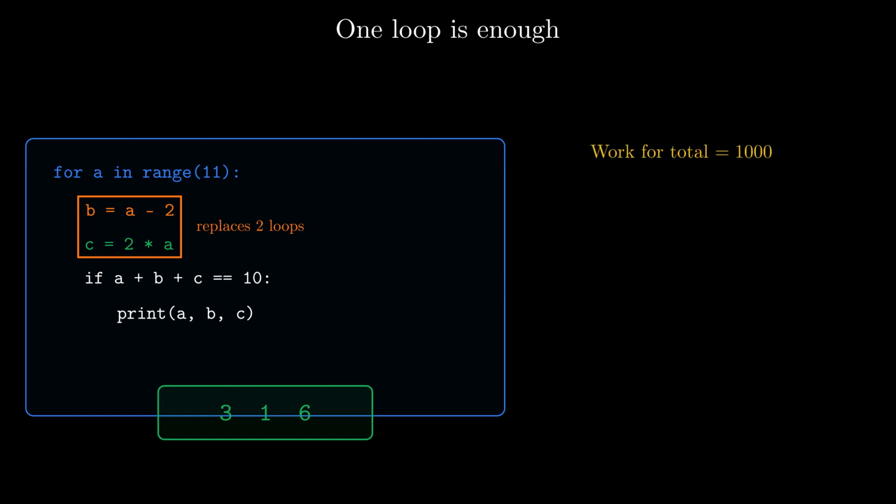The crucial difference is the work. The brute force version did about 1 billion checks for a total of 1,000. This single loop does about 1,000. We folded 2 loops into a couple of assignment lines, and the program now finishes almost instantly.